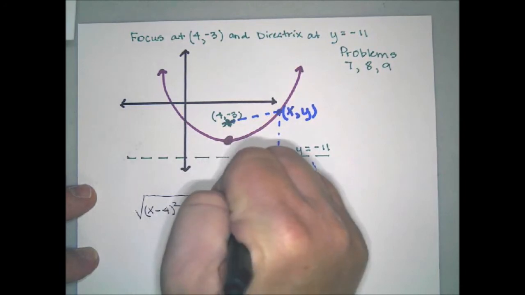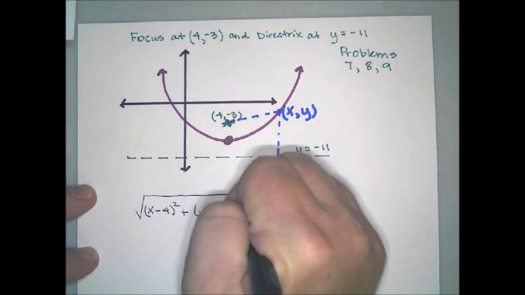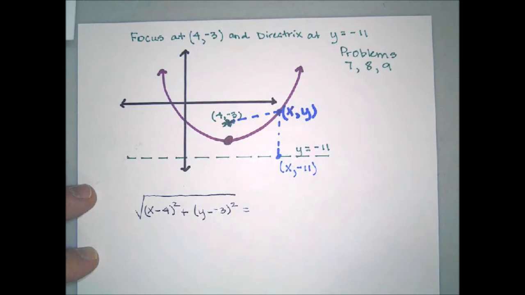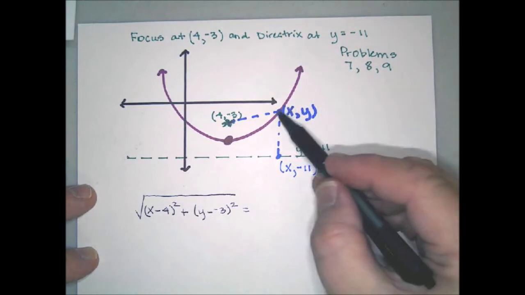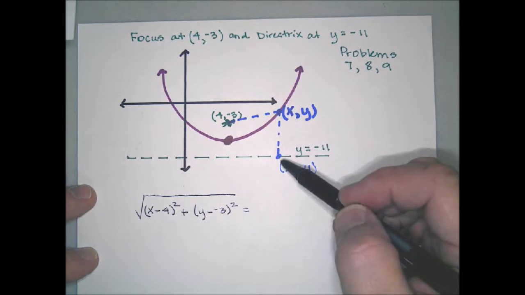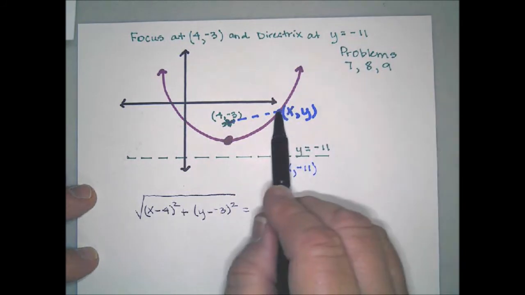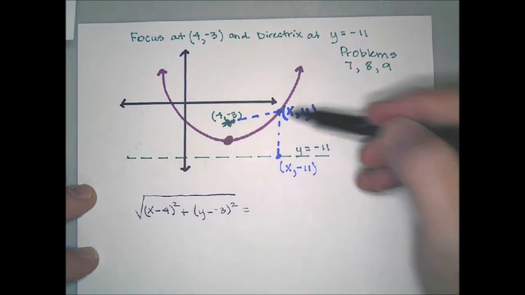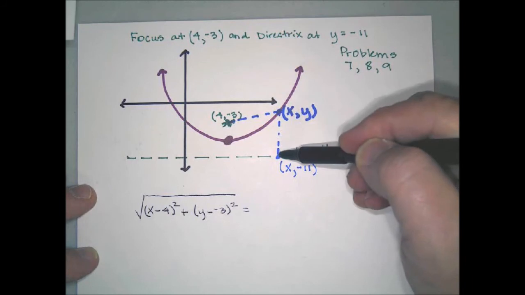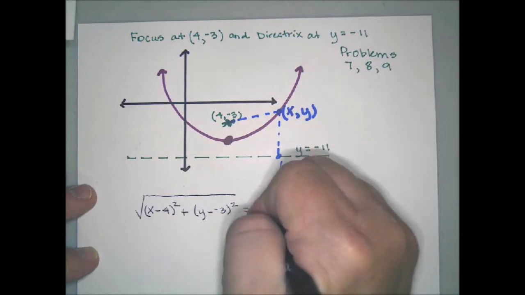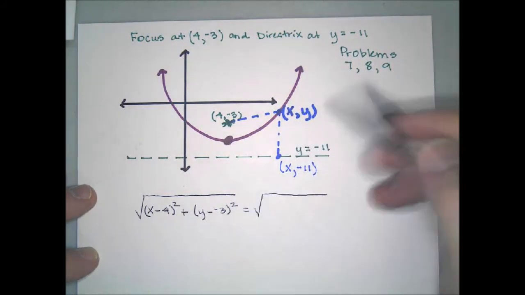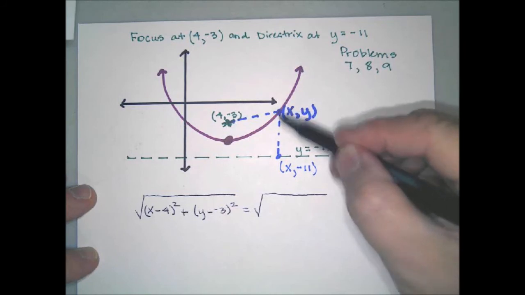And we square it. Now, the characteristic about these two distances is that they're equal. So I'm going to set this distance equal to this distance. So I'm going to do the distance formula all over again, only from this point to that point.